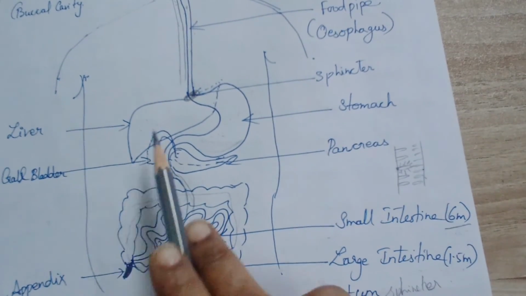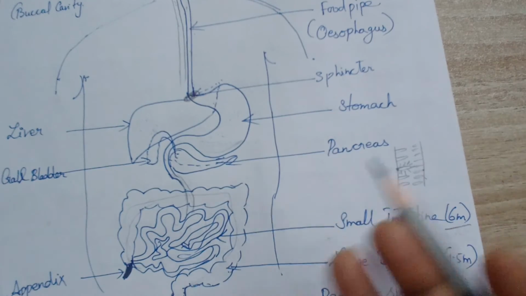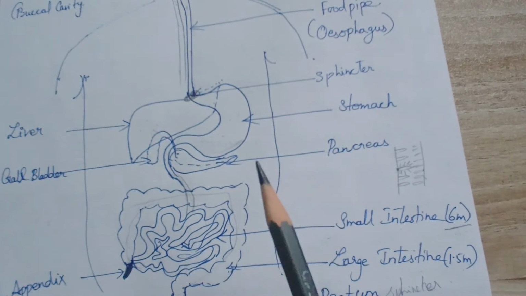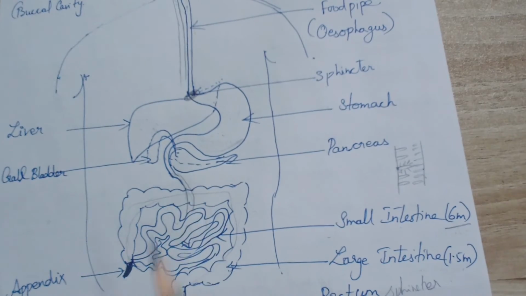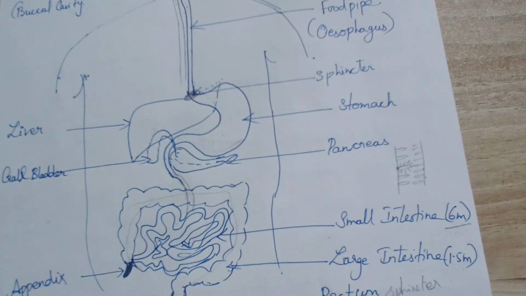From the liver you will get bile juice and bile salt. The purpose of bile juice is to make the acidic food alkaline, and bile salt will break down large fat globules into smaller fat globules. And the pancreas will have two enzymes, that is trypsin and lipase. Lipase breaks down the emulsified fat into fatty acids and glycerol. And trypsin converts the remaining proteins into amino acids.